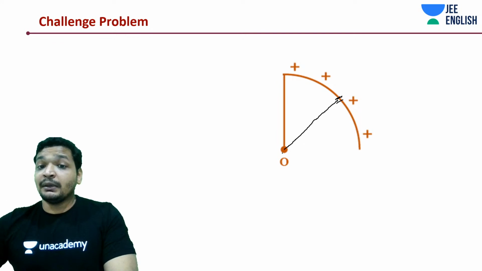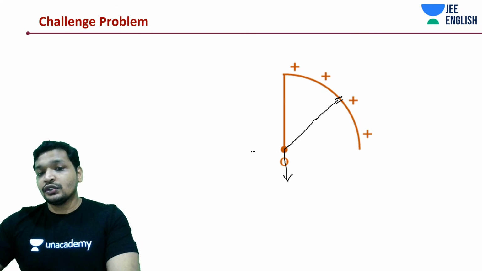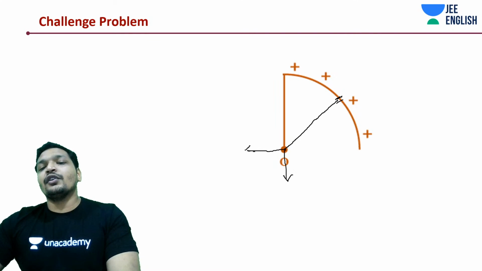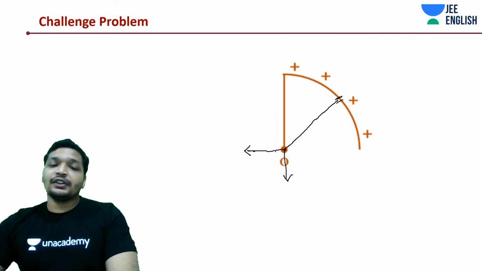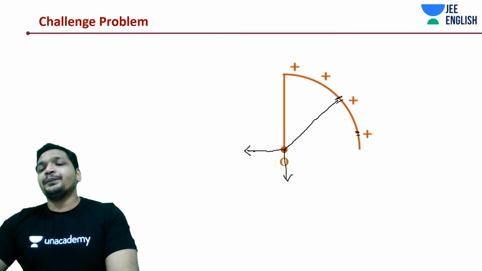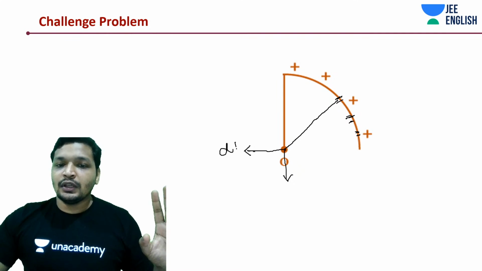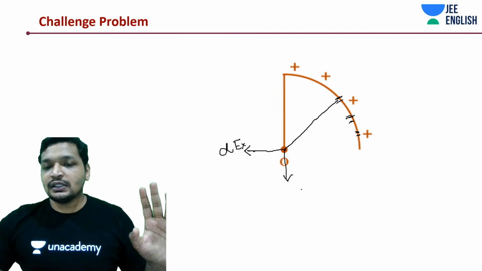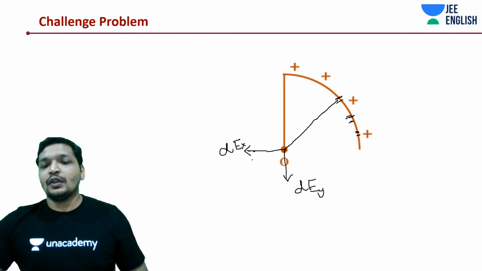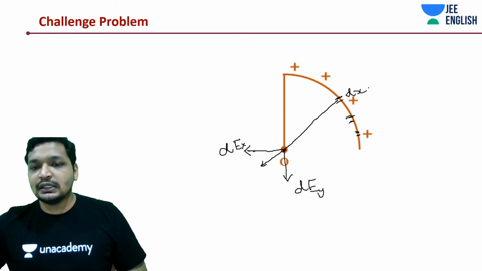You need to write down separately for dx. Why would you resolve it? It's a vector. You need to resolve it and add. To each element there will be an x and y component which you have to add. Let's call this dx. Let's call this dE. Okay, this is the dE, that small field created due to this dx.